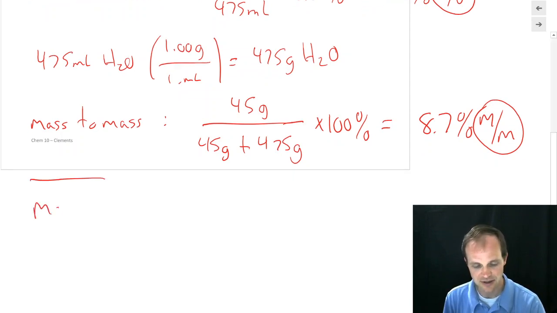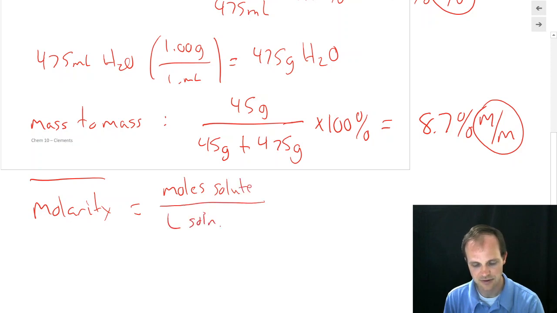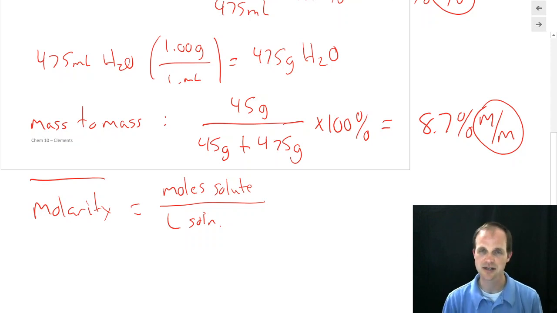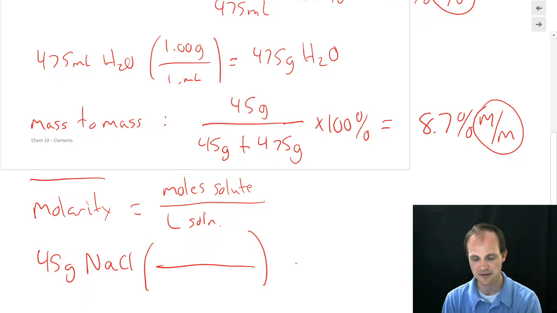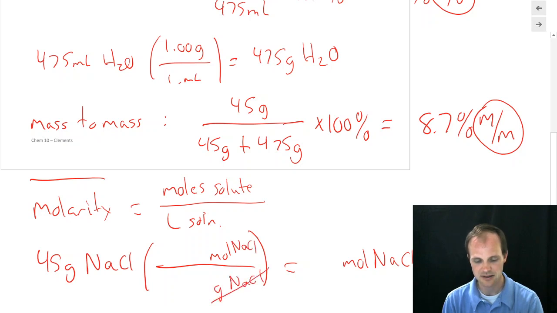Never hurts to write out a definition. Molarity, moles of solute, liters of solution. How do we get each one of those? Moles. Our solute here is the sodium chloride. We've got 45 grams of sodium chloride. We want to convert that to moles of sodium chloride. Moles is going to go up on top, grams on bottom, so it can cancel.